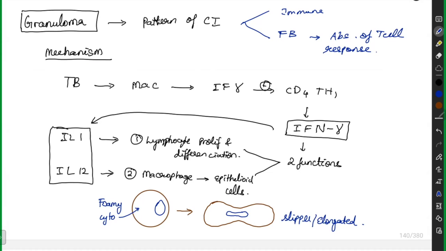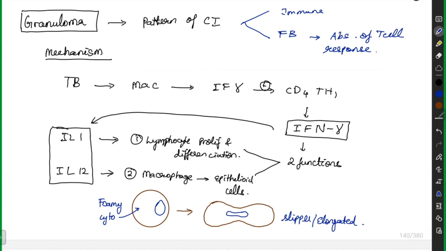But what is the immune type? That occurs when there is a persistent microbe or self-antigen. Again, it can be infective or non-infective. Infective: tuberculosis, cat scratch disease, syphilis, lymphogranuloma venereum, brucellosis, leprosy. Non-infective conditions can be sarcoidosis, inflammatory bowel disease, rheumatoid arthritis, Wegener's granulomatosis, Hodgkin's lymphoma, etc.